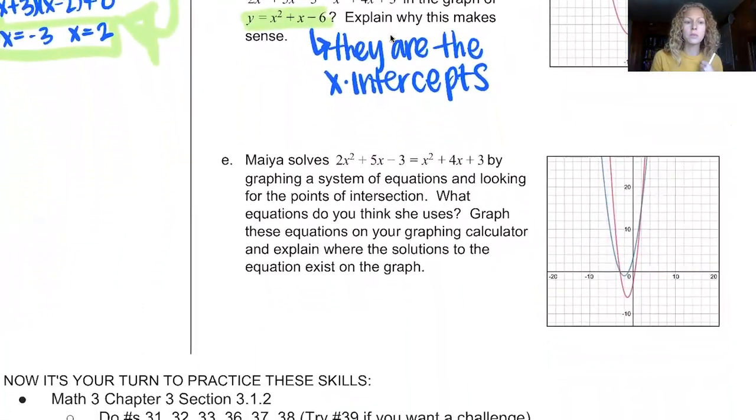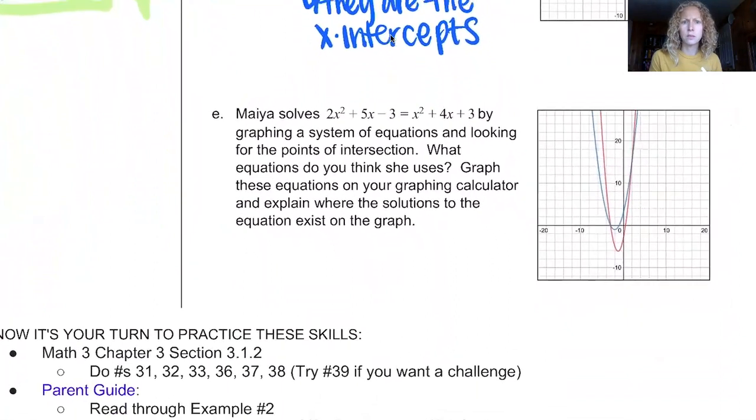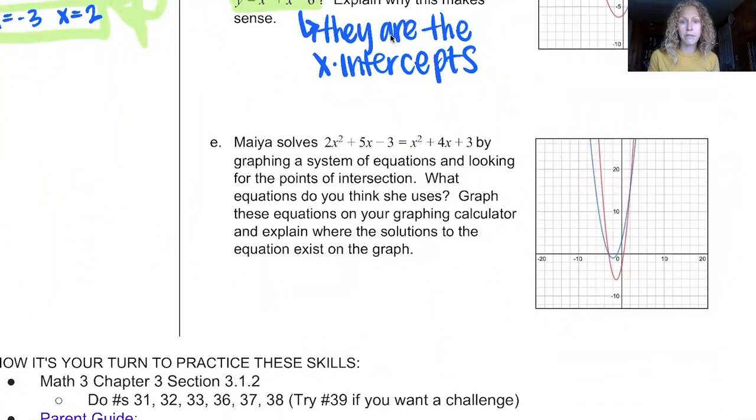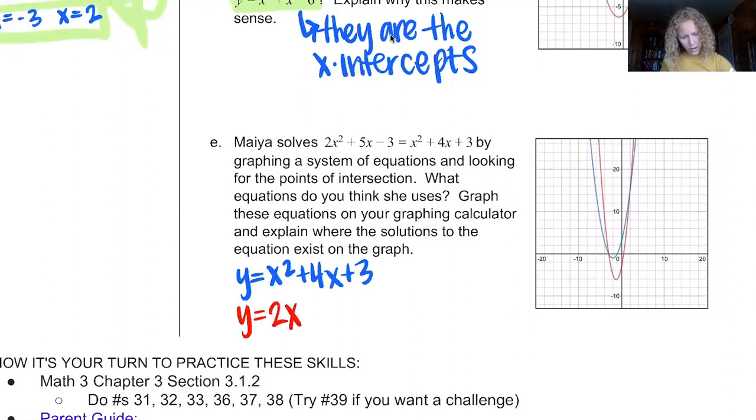So one more step on this idea. Maya solves this equation by graphing a system and looking for the points of intersection. What equations do you think she uses? So here's a drawing of them already. The blue equation right there, the blue one actually has a smaller scale factor, so I'm going to say the blue one is x squared plus 4x plus 3. And the red one on this graph, if you see the colors, is 2x squared plus 5x minus 3.